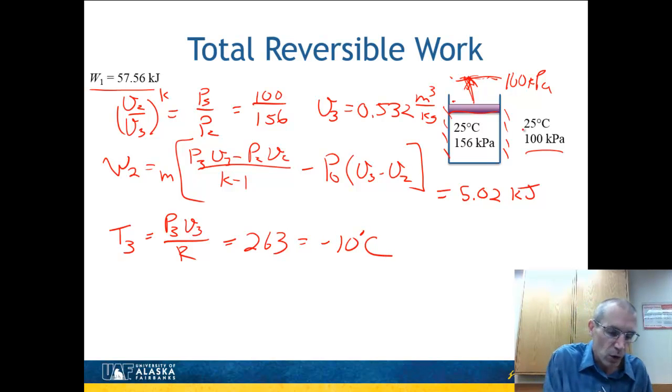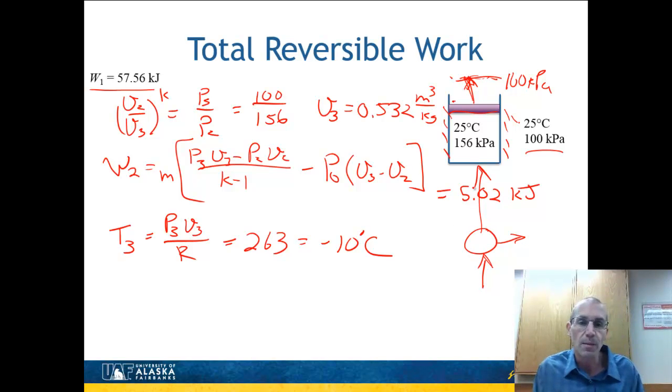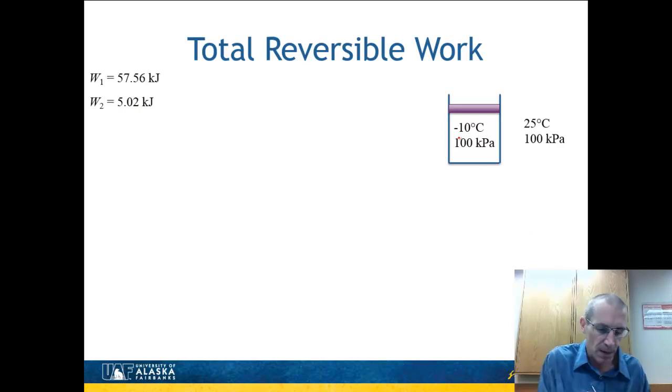So I'm actually now colder than the environment, which puts us in a pretty interesting situation, because now I can put another heat engine in here, where I'm going to pull energy from 25 degrees Celsius and put it into minus 10, and I can actually generate yet additional work. So we can keep using this device. Let's go ahead and do that next step. So now we're at minus 10.